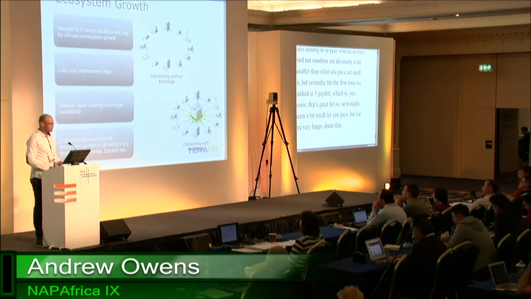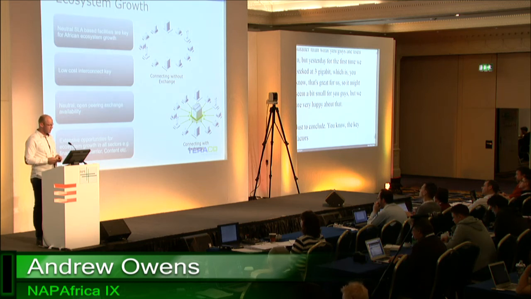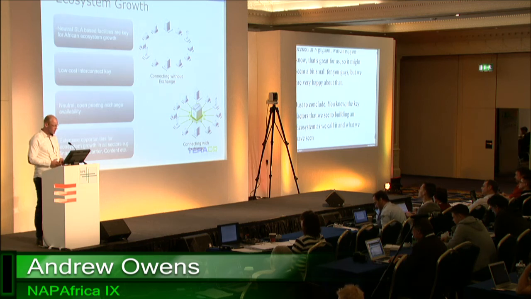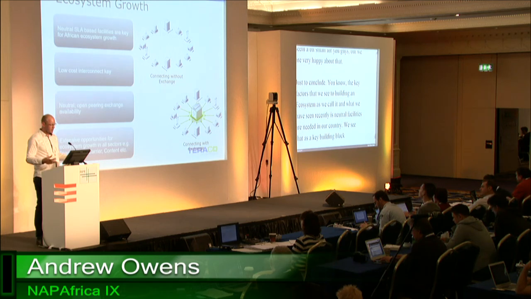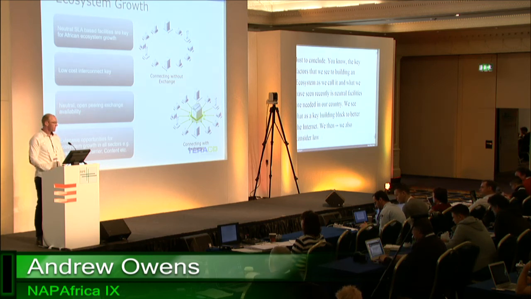Yeah, so just to conclude, the key factors that we see to building an ecosystem, as we call it, and what we've seen recently, is that neutral facilities are needed in our country. We see that as a key building block to better the internet. We also consider low interconnect costs a very important factor. We've had a lot of arguments with a lot of people about the cost of our interconnects.